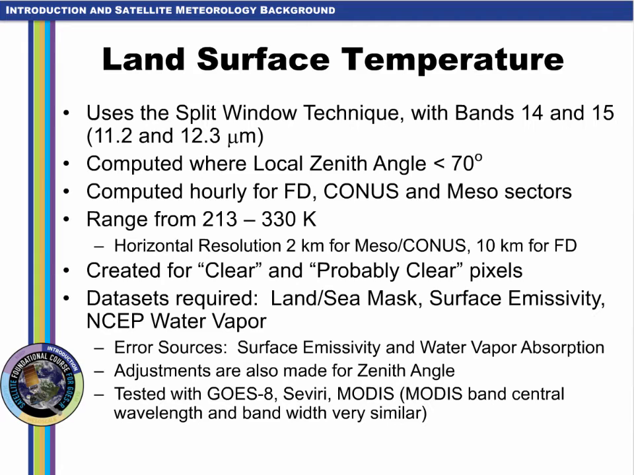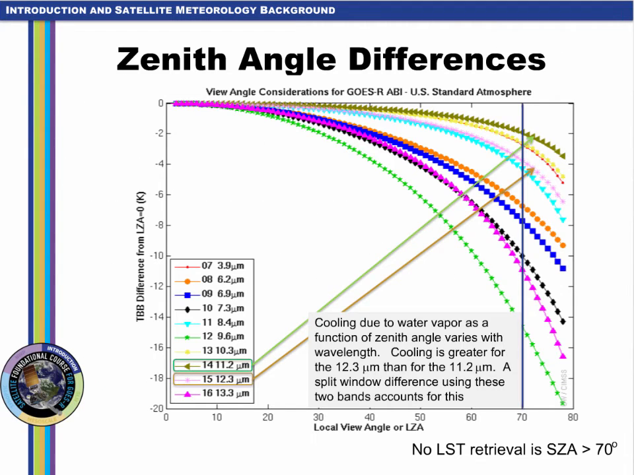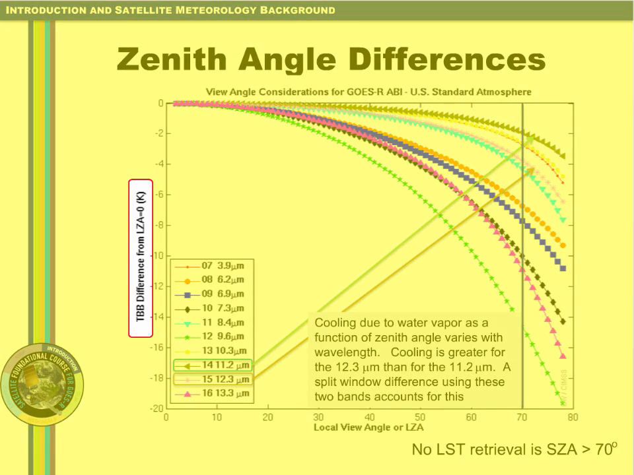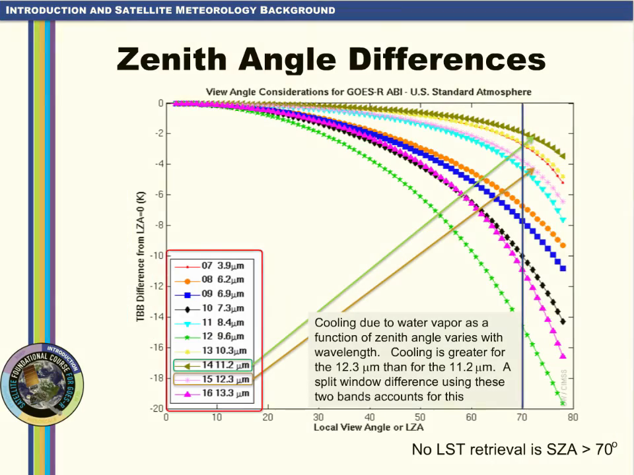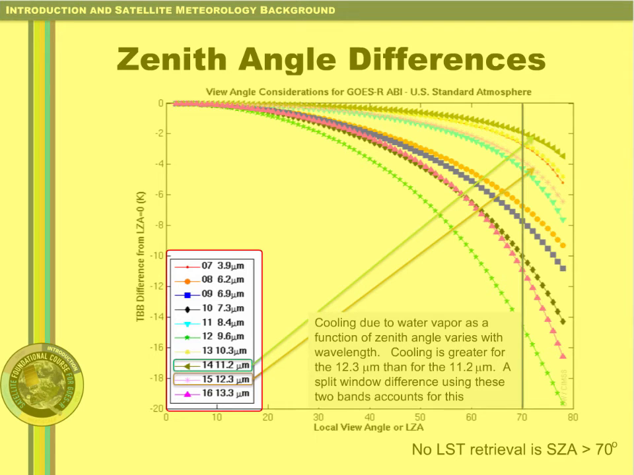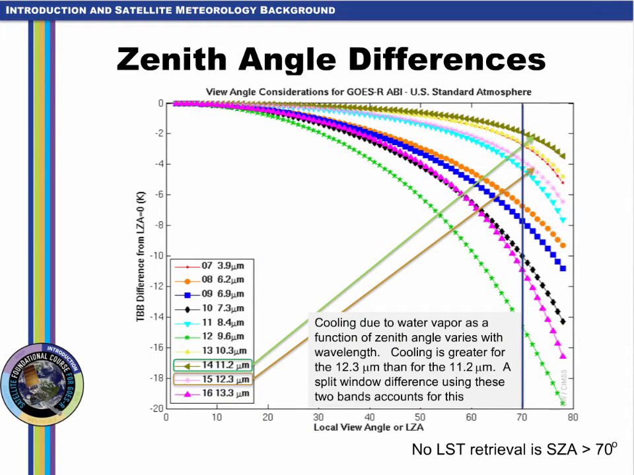The differences in brightness temperature for the split window difference does consider the different dependencies on zenith angle for the 2 channels. This figure shows cooling in each GOES-R ABI infrared band that is a function of local zenith angle only. In general, as the local zenith angle increases, that is, as you get farther and farther from nadir, brightness temperatures will be cooler because more of the radiation detected from the satellite is emitted from the cooler upper atmosphere. In particular, for land surface temperature, band 15, 12.3 microns, shows greater cooling for larger zenith angle than band 14 at 11.2 microns.